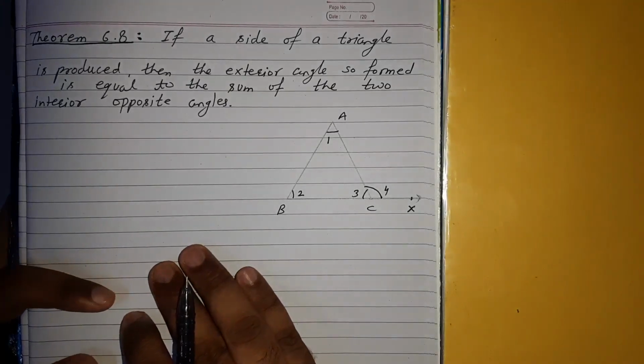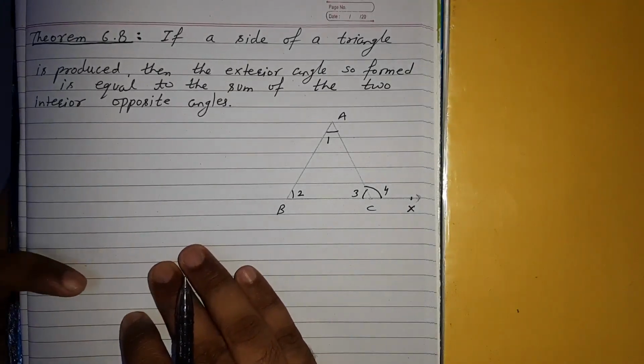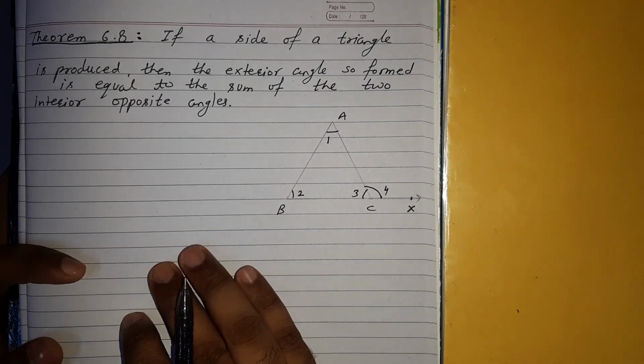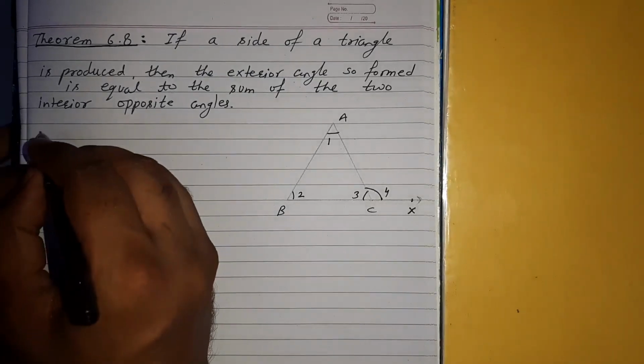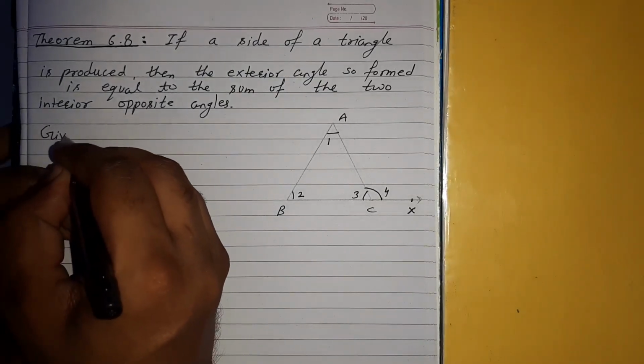The next theorem is theorem 6.8, and the statement of this theorem is: if a side of a triangle is produced, then the exterior angle so formed is equal to the sum of the two interior opposite angles. So the given is ABC is a triangle.